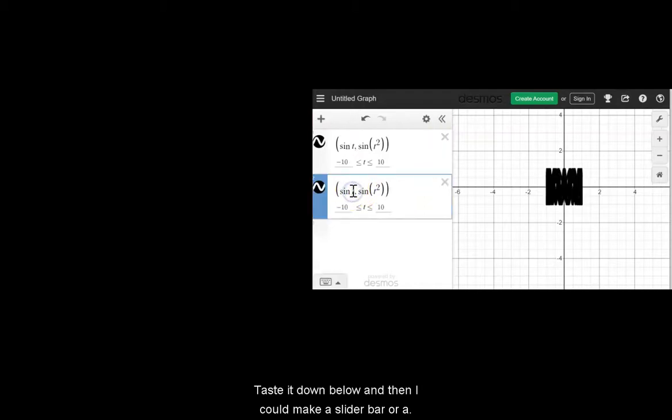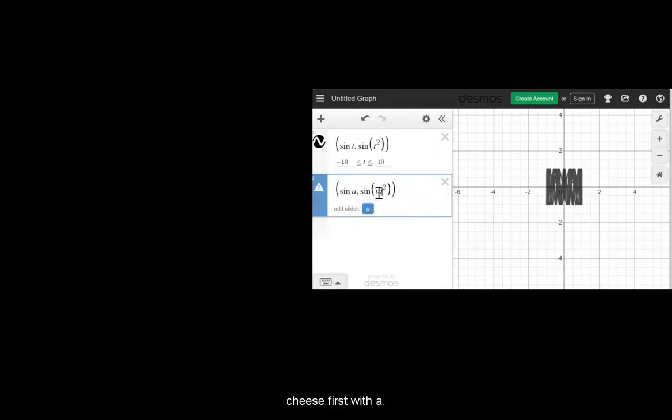Yes, I could copy it and I could paste it down below and then I could make a slider bar for A. To do that, remember you must replace both of the t's first with a's before you can click on Add Slider.